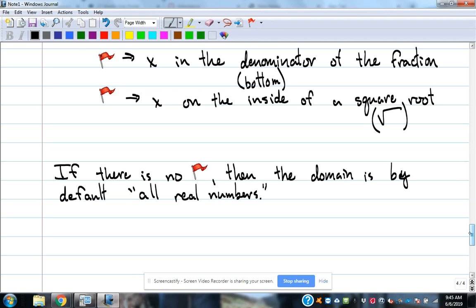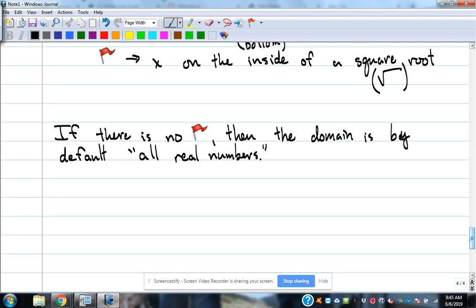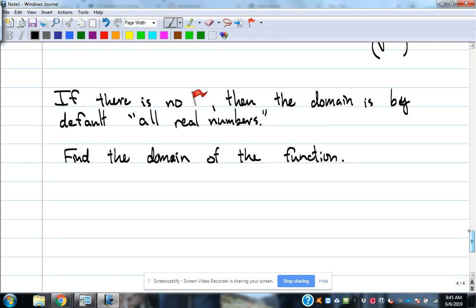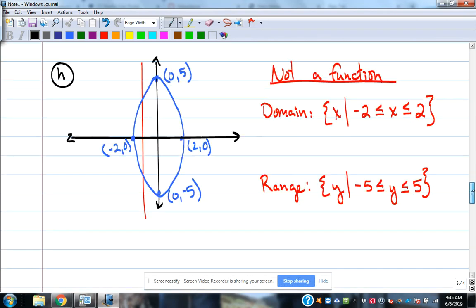So if there's an equation or a function, we want to find the domain of the function. All right, so we're not worried about range at this point right now. We're just focusing on doing the domain parts at this moment.